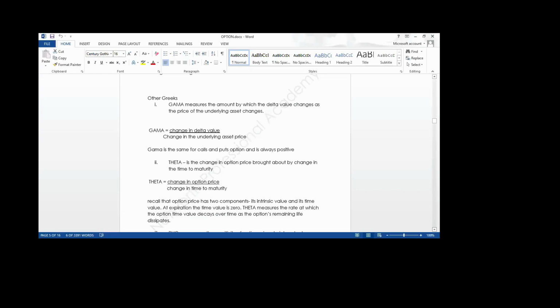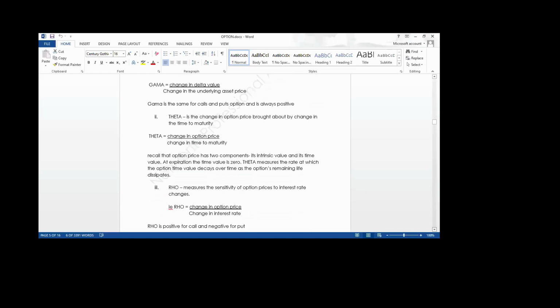We have theta. Theta measures the change in option price brought about by change in time to maturity. It's for you: change in option value as a result of change in time to maturity. We talk about rho. Rho measures the sensitivity of option price to change in risk-free rates, interest rates.